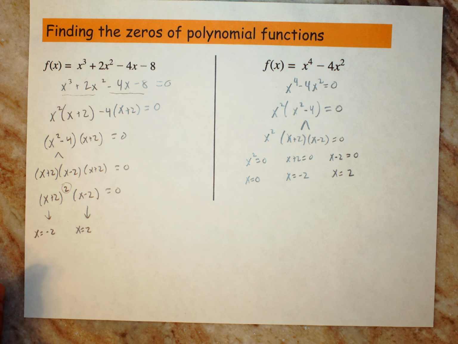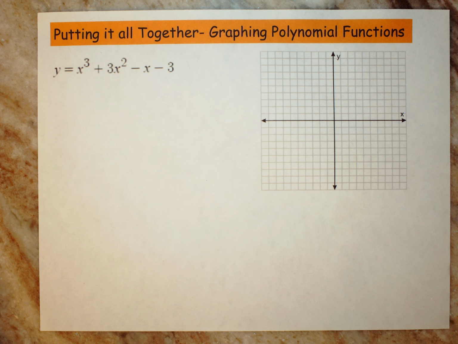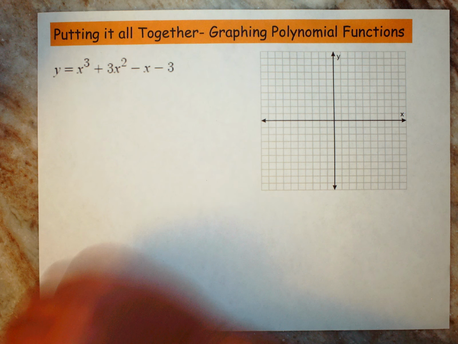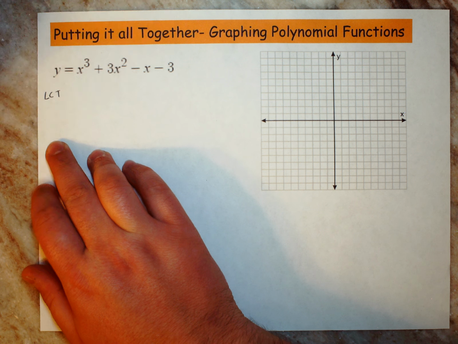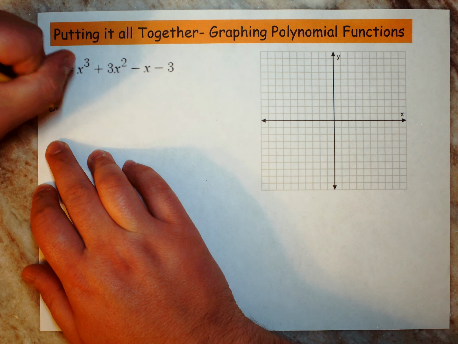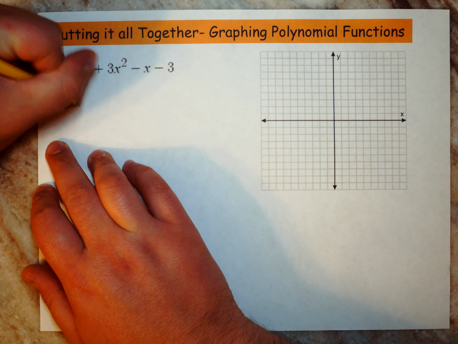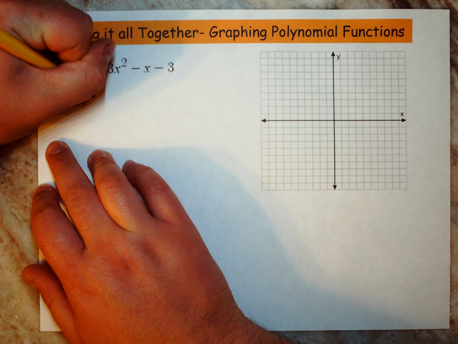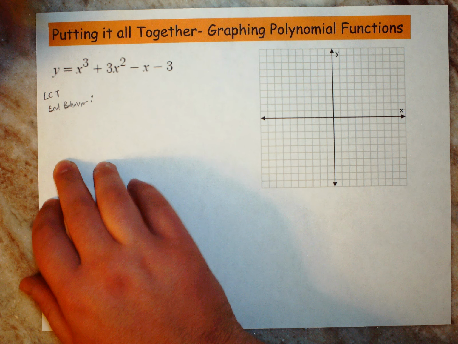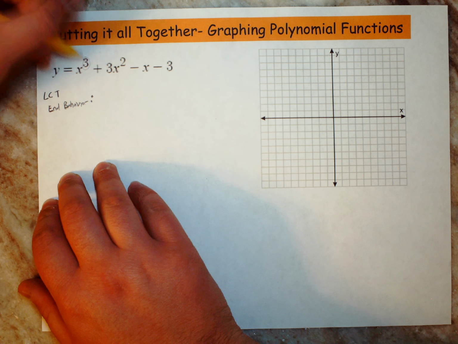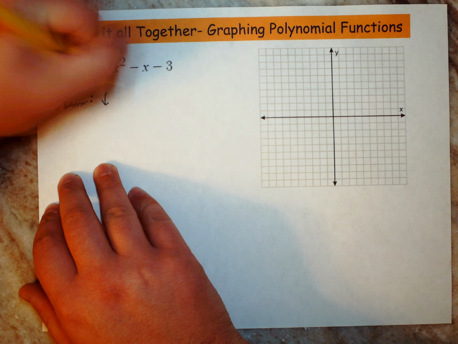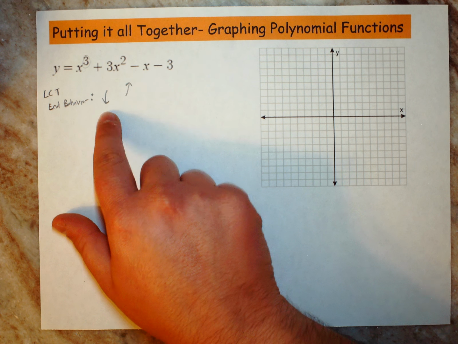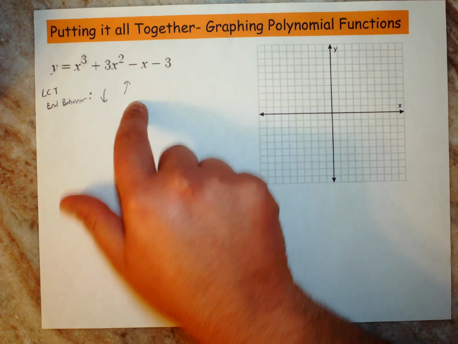You factor. All right, now we're going to put it all together. We're going to use everything we learned for this function. So the first thing we're going to do is the leading coefficient test, the end behavior. Because it is degree 3, which is odd, and has a positive a value, the end behavior is going to look like that. It's going to fall left, rise right.